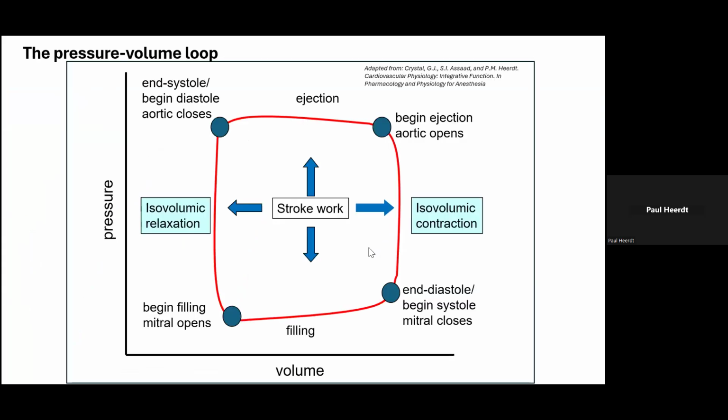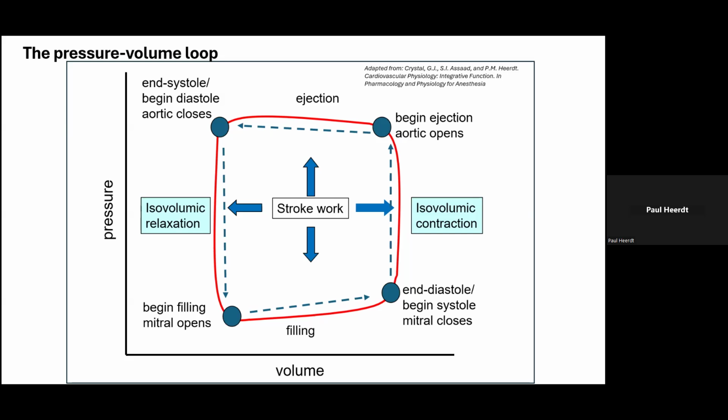You've all seen this before, the standard morphology, the idealized pressure-volume relationship, where you get initial filling in diastole with minimal change in pressure. Contraction then begins. You have isovolumic contraction till the aortic or the pulmonic valve opens. You then get the ejection phase. The ejection phase, once the pressure in the ventricle falls below the outflow pressure, the valve closes, and you get the isovolumic relaxation phase, and then the whole cycle starts again.